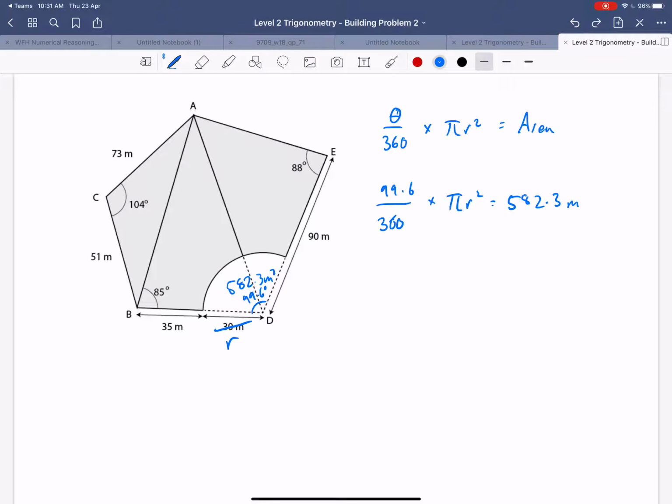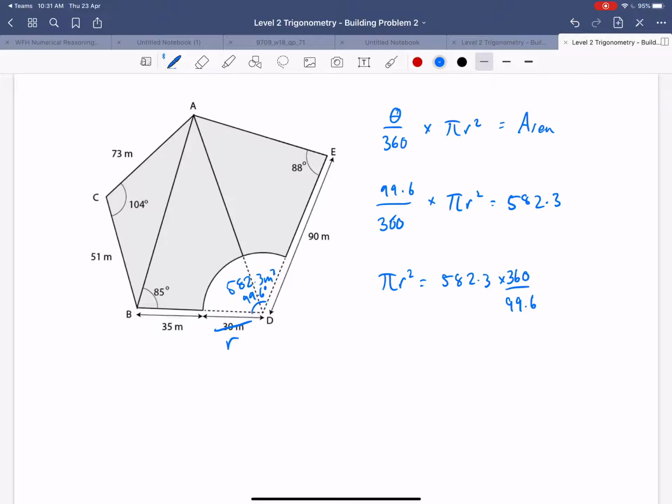Okay, so all it is is a rearrangement of this to calculate r. So I'm going to get rid of the meters squared because it's going to get in the way of my rearrangement, and I don't want it to be confused as some algebra. So the first thing I would do is times by 360 and divide by 99.6 to get pi r squared by itself. So pi r squared is 582.3 times 360 over 99.6.